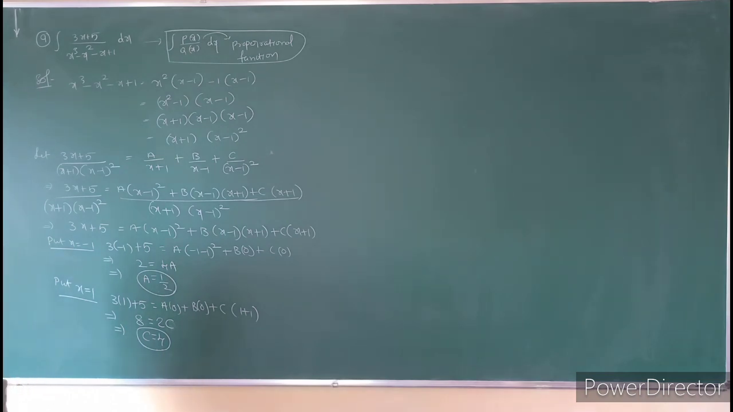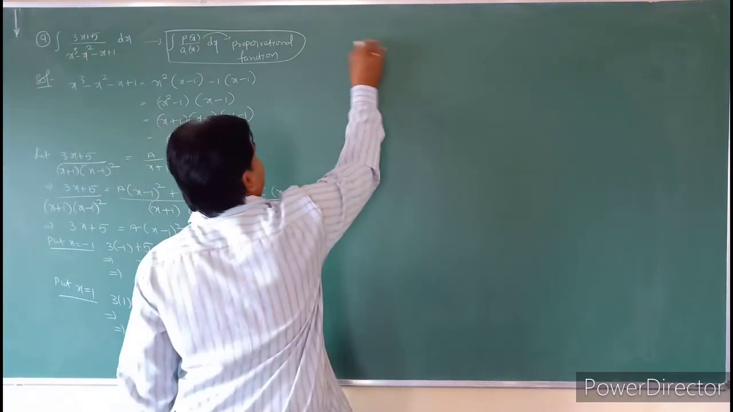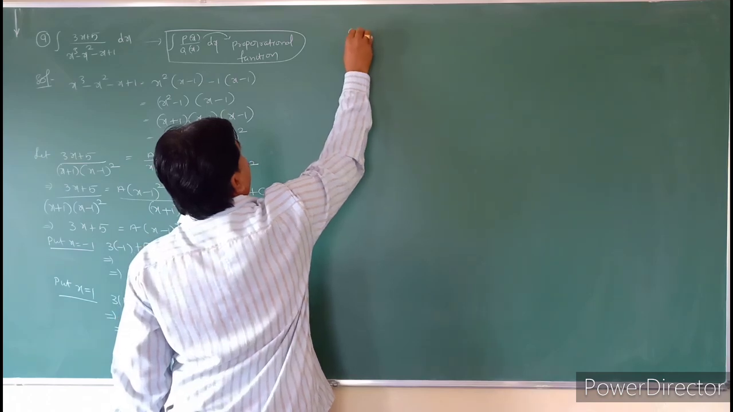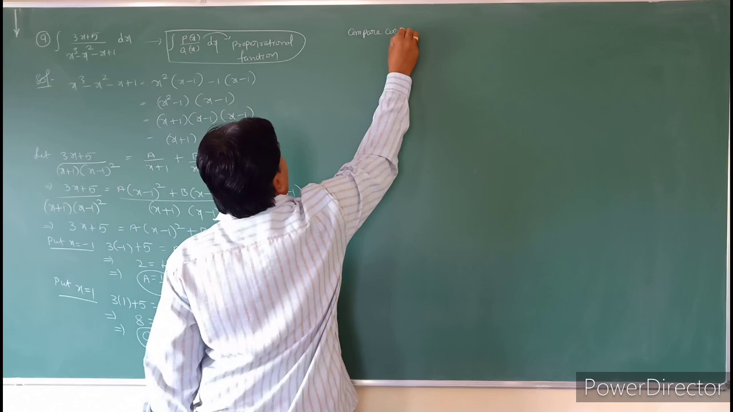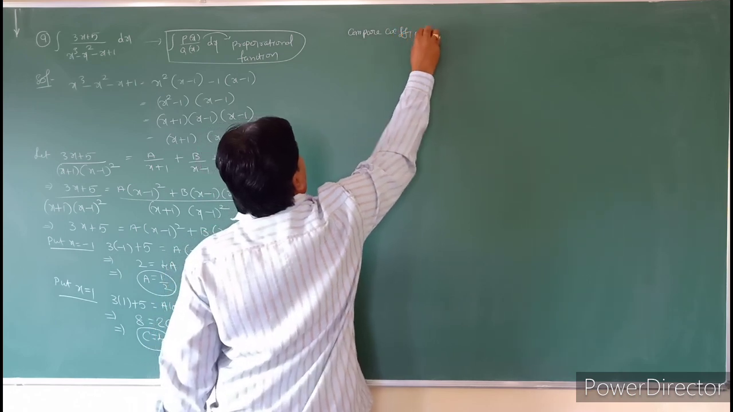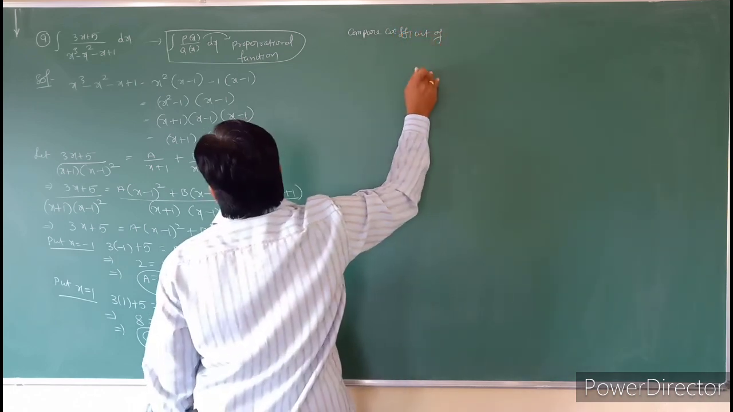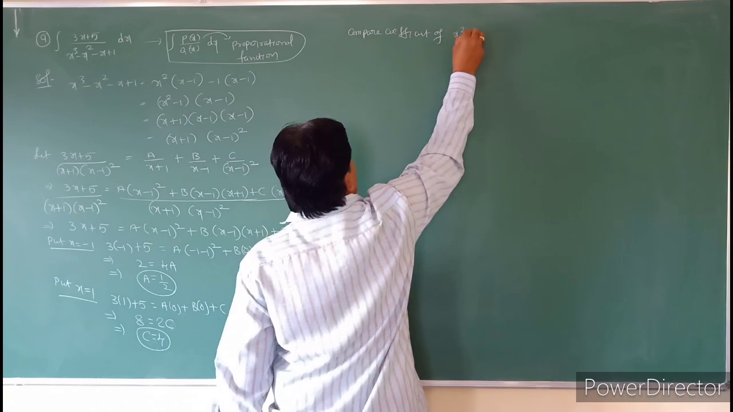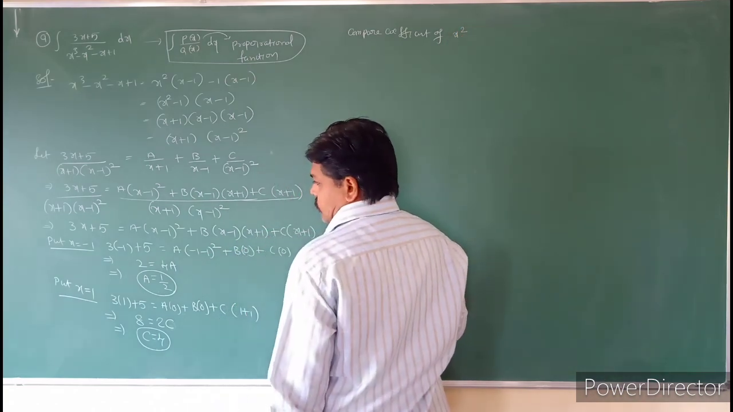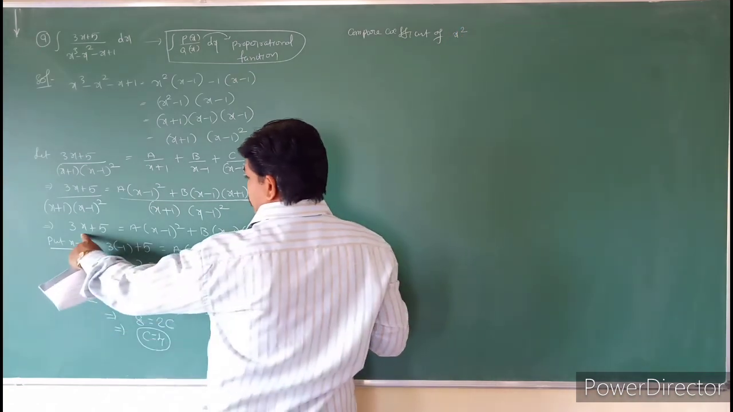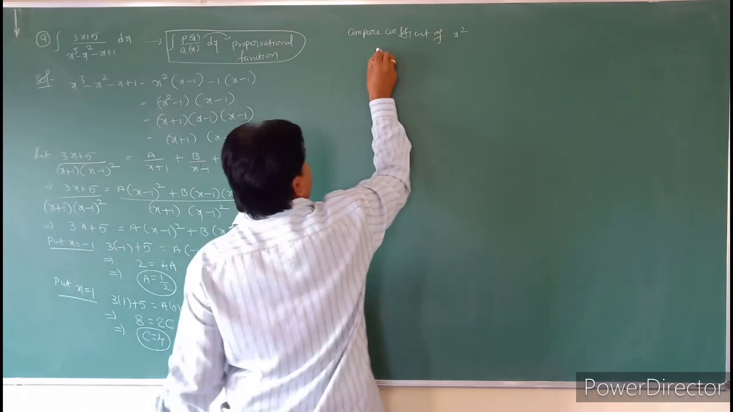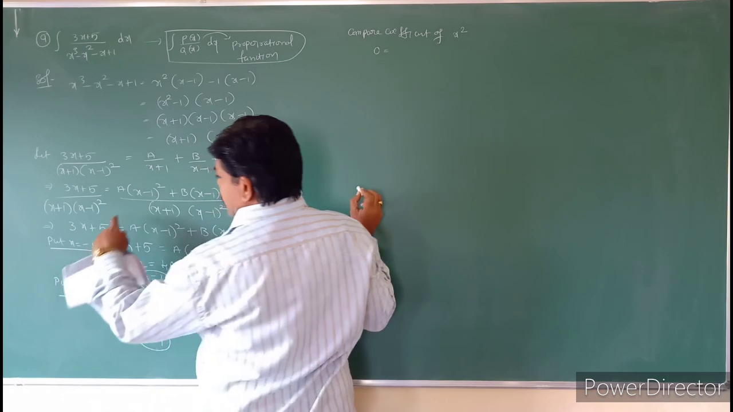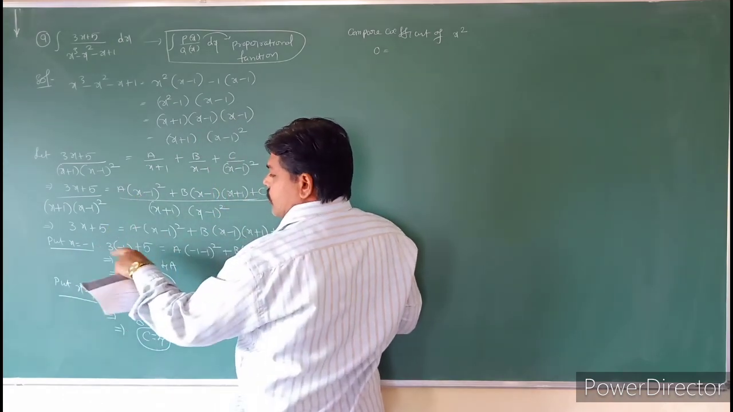After getting the A value and the C value, you have to get the B value. For the B value, I will compare the coefficient of x square. So what is the coefficient of x square here? 0, that is 0, that is equal to, here see students, x minus 1 whole square, where is that?